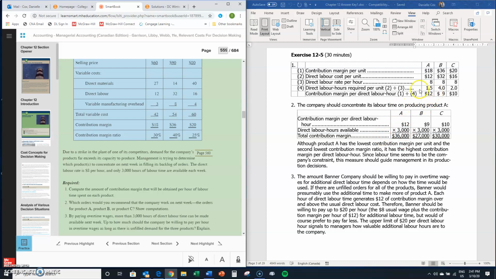If they make product A, they're getting in at $12 per unit of contribution margin. So they'd be willing to spend up to that extra $12. Now that $12 also already takes into account the direct labor rate of $8 here. So they would be willing to pay the original 8 plus up to 12 more, so up to 20. Now obviously they're going to prefer to pay less because every bit they pay in overtime is going to eat away at this contribution margin here, but they would be willing to pay up to that amount.